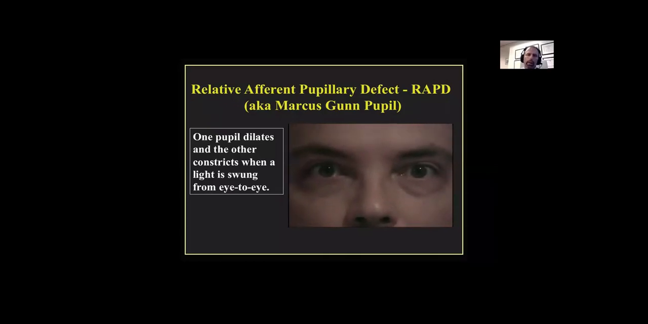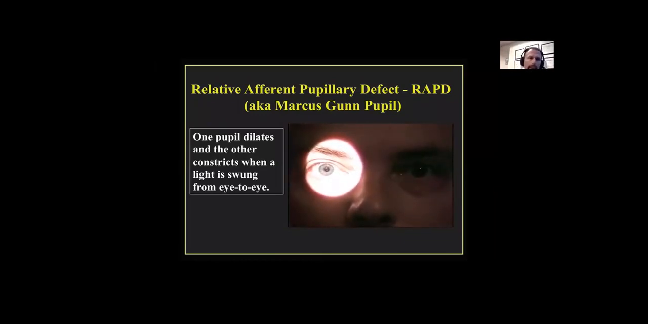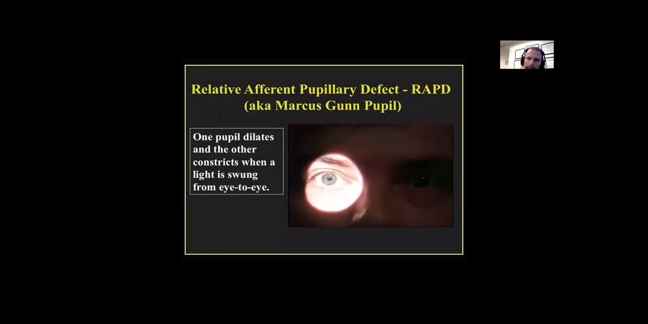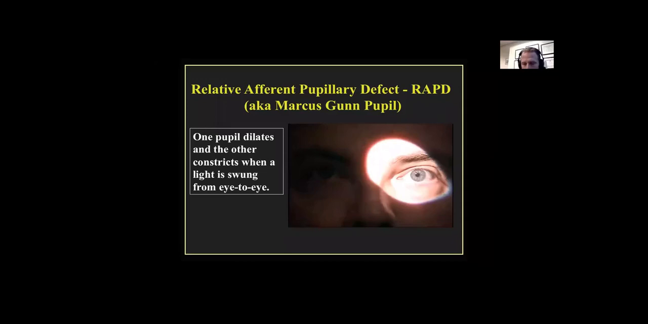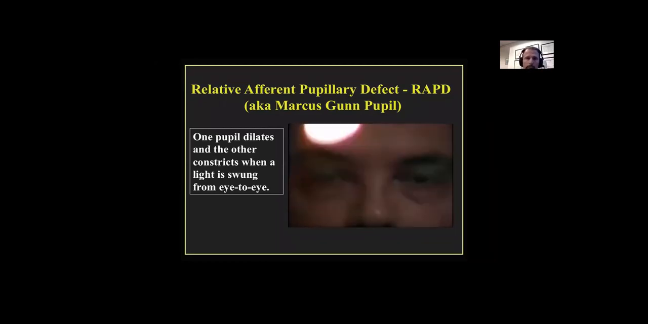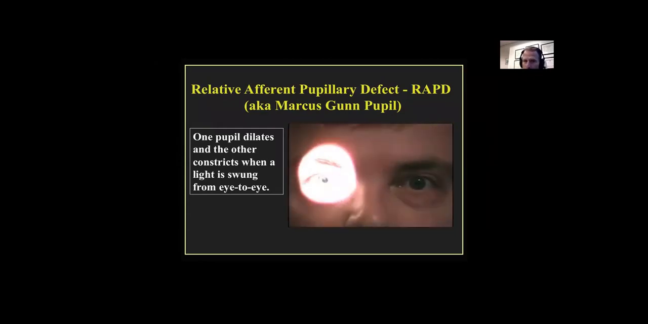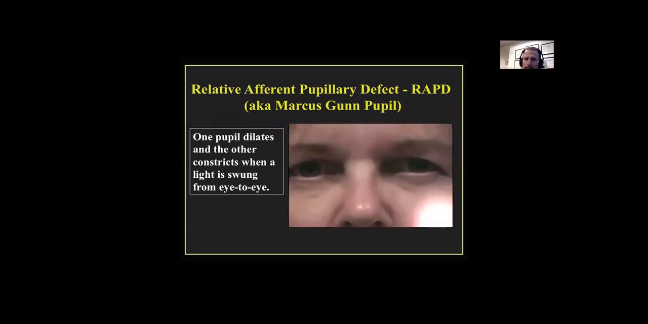And so this is the video that we saw earlier that I had you vote on of the Marcus Gunn pupil. I often ask my residents, who are those guys, Marcus Gunn, anyway? And the answer is, it was one guy, Marcus Gunn. And basically, a Marcus Gunn pupil, or I prefer the term relative afferent pupillary defect. Why? Because Marcus Gunn is just an eponym. Relative afferent pupillary defect is a description of actually what's occurring, why this person is having this pupillary abnormality. There's a problem, relative problem, with the afferent pathway.